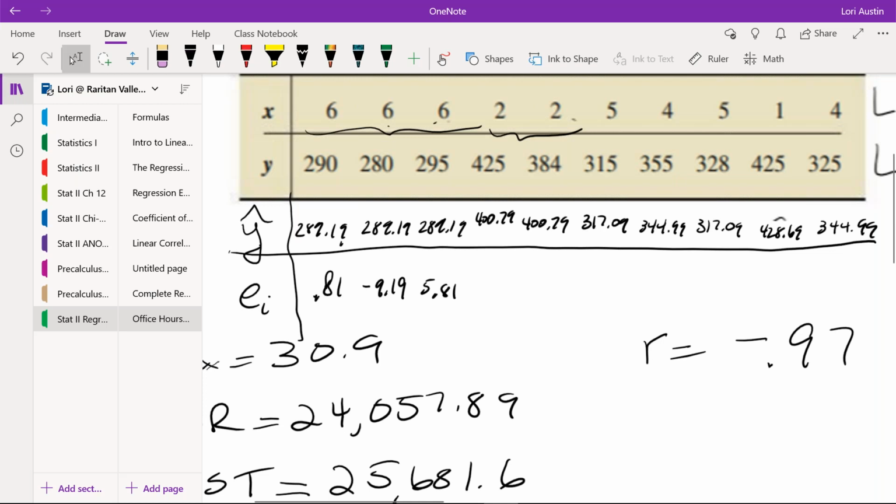I'm confused on why it's different for each 6. Because the raw data is different. So this 6 the value was 290, but this 6 the value was only 280. Okay. Yeah, it would be 290 minus that 289, but this one's 280 minus that. Oh, I see. Okay. Yeah, so each piece of raw data is going to have a different E value. Okay. Thank you.